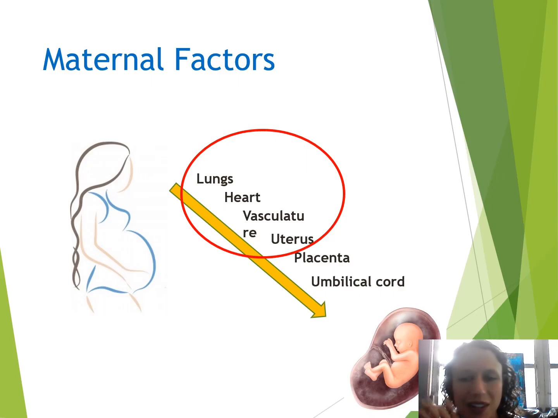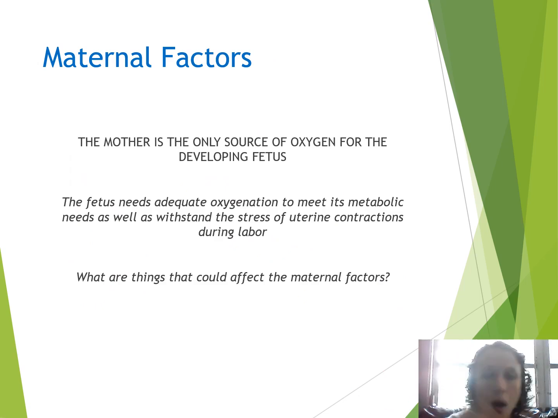Forgive my slide, it's a little bit wonky right there, but the lungs, heart, and vasculature are really a critical thing. If anything's wrong with mom's lungs, mom's heart, it's going to be wrong with baby, okay? Mom is the only source for baby's oxygen. Baby's fetal oxygenation is completely dependent upon mom.